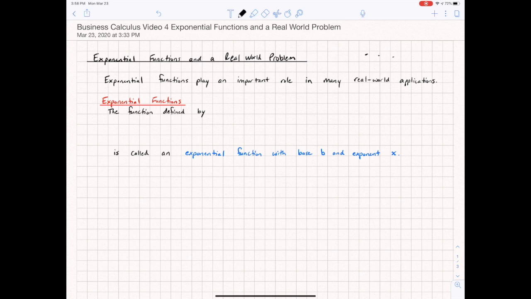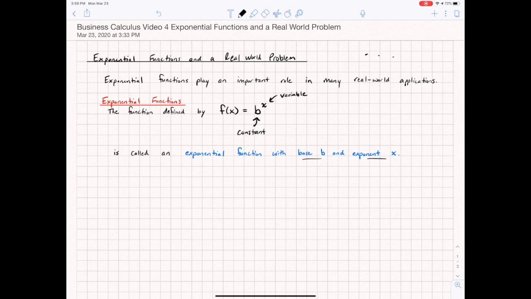Okay, and so to start, exponential functions play an important role in many real-world applications. Again, we're going to focus on a financial one in this problem, but it is used in a ton of social sciences. Now, exponential functions are defined by f of x equals b to the x. In these kinds of problems, b is a constant and x is my variable, and notice that x is the power. This is called an exponential function with base b and exponent x.